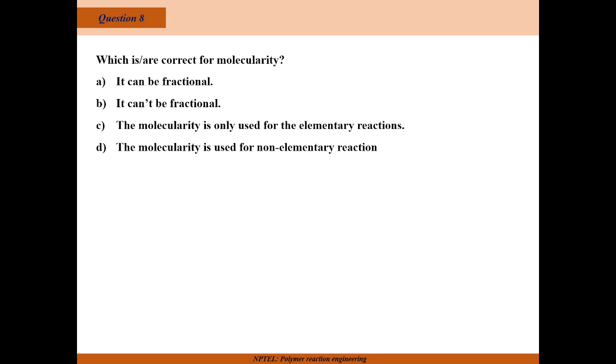Which are correct for molecularity of a polymer? It can be fractional. It cannot be fractional. The molecularity is only used for the elementary reaction. The molecularity is used for the non-elementary reaction. So it talks about how the molecularity actually affects the polymerization. So just think for a while, then we'll discuss that.